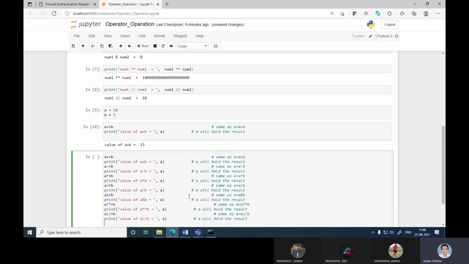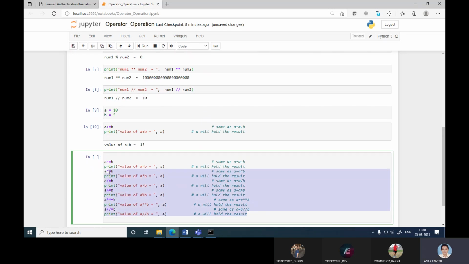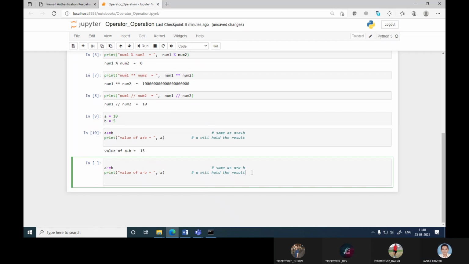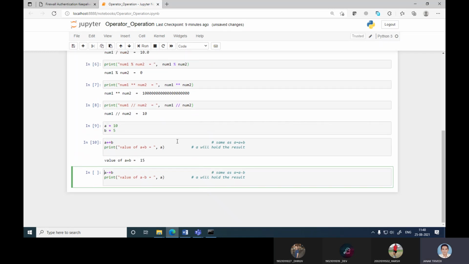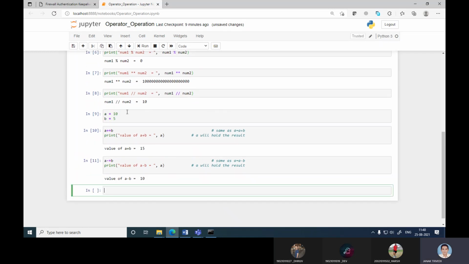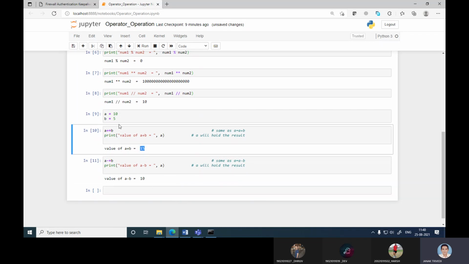Then second one, a minus equal to b, that is a equal to a minus b. Now let's check the value. So a minus b, that is equal to 10. Why 10? Because now a is 15. Okay, that's why here it is 15 minus 5. That's why the value is 10.